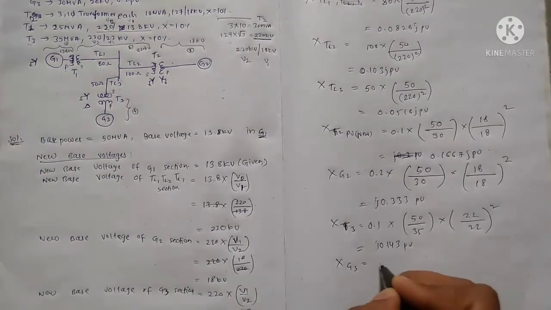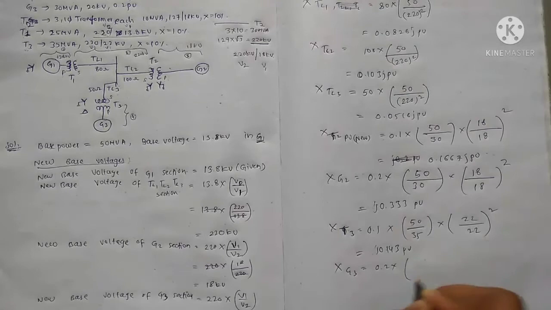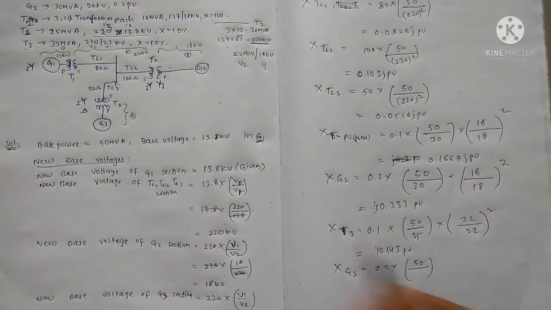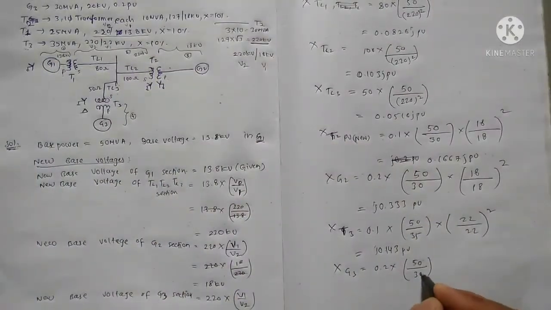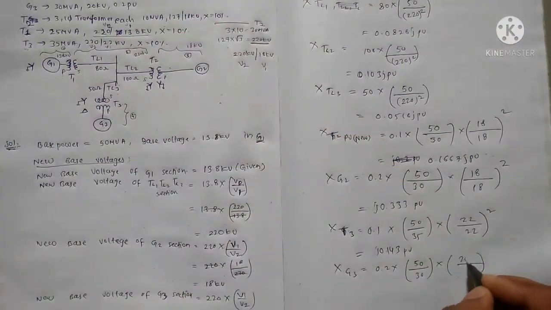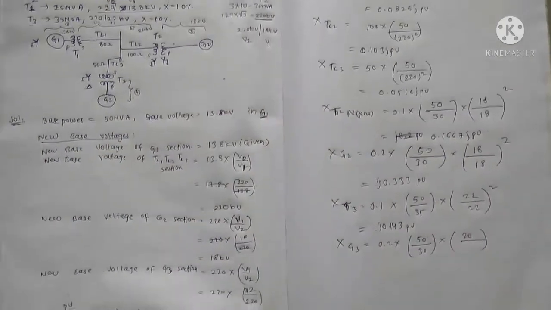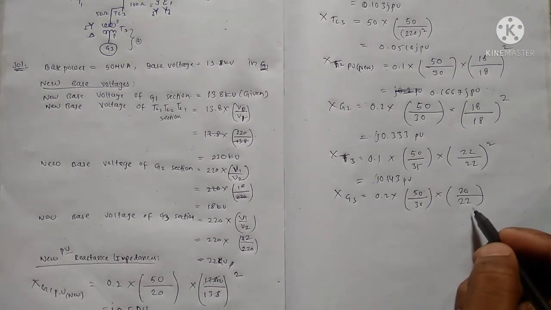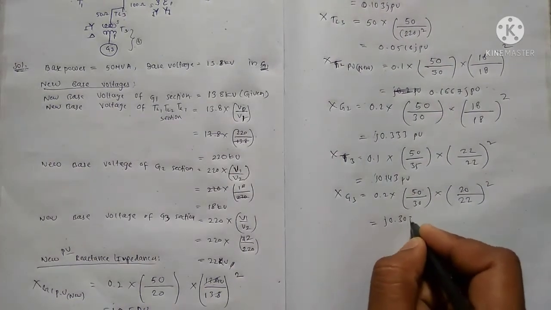And finally G3 is equal to old pu of G3 is 0.2 multiplied by new power, same for every component, that is 50 divided by old power 30 MVA multiplied by old voltage of G3, which is 20 kilovolt, 20 divided by new base voltage of G3 section. G3 section new voltage is 22 kilovolt divided by 22 kilovolt. This is whole square. You'll get as 0.303 pu.